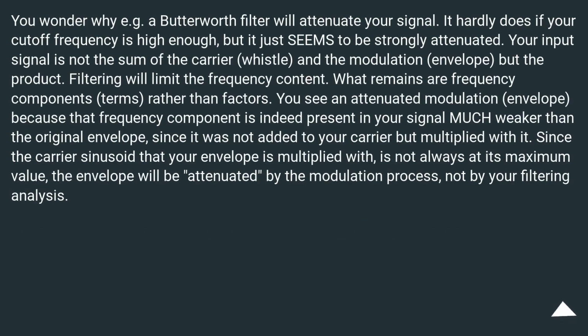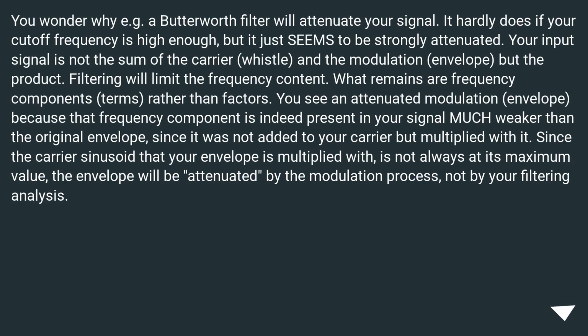You wonder why, for example, a Butterworth filter will attenuate your signal. It hardly does if your cutoff frequency is high enough, but it just seems to be strongly attenuated. Your input signal is not the sum of the carrier, whistle, and the modulation envelope, but the product. Filtering will limit the frequency content.